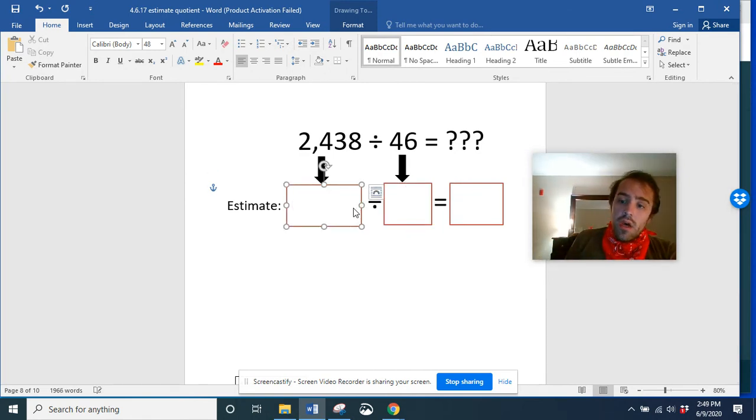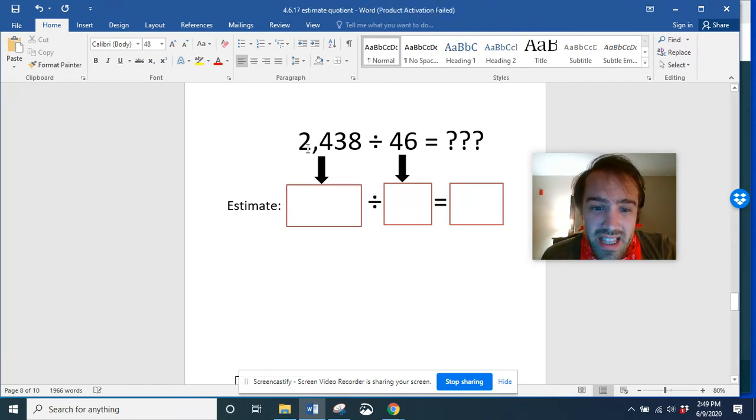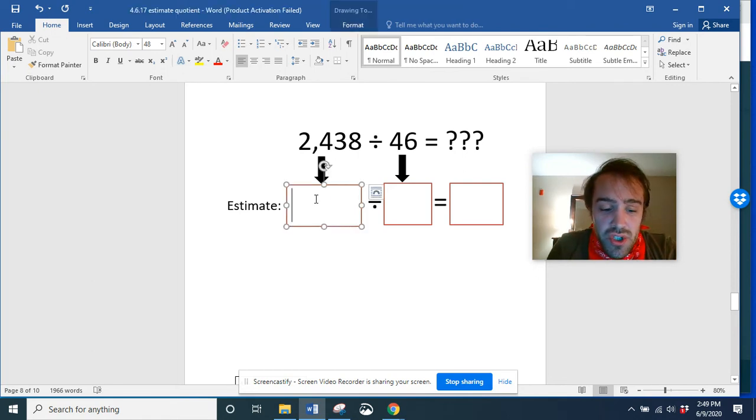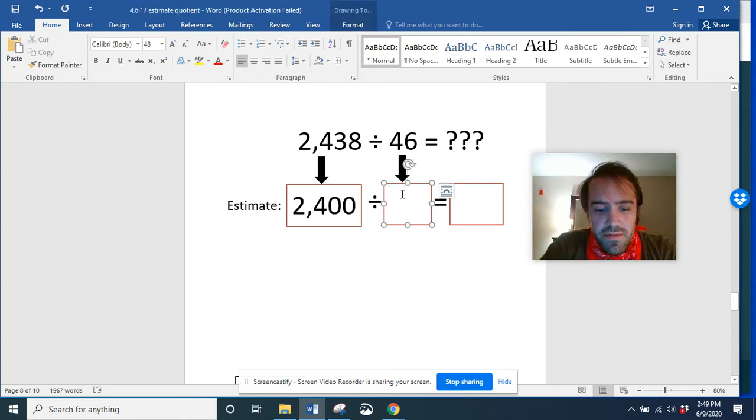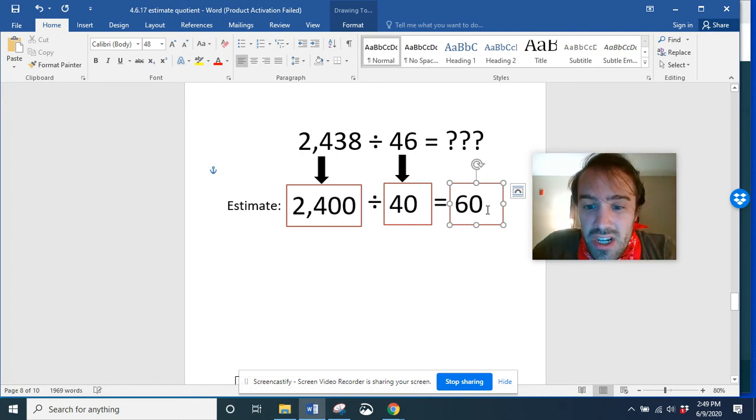Another way that you could make an estimate for this problem is by looking at this number again and saying, oh, that's pretty close to 2,400. So instead of changing it to 2,500, I'm going to change it to 2,400. And then I'm going to think, okay, what math facts do I know that will get me close to 24? Well, this is a 46. If I change that into a 40, 4 times 6 is 24, right? So 40 times 60 is going to be 2,400. So another estimate for this problem might be 60.